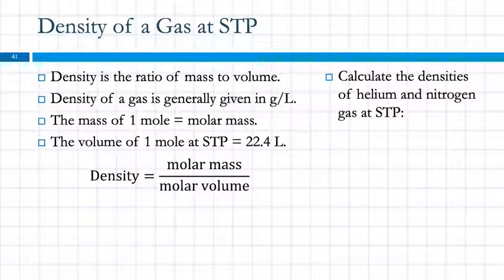So you can get kind of fancy with this, which the book does, and if you want to use that, that's fine. So the mass of 1 mole is the molar mass of the gas, and the volume of 1 mole at STP is 22.4 liters. And so we could say the density is the molar mass divided by the molar volume.